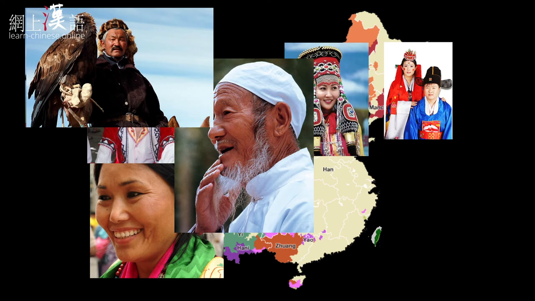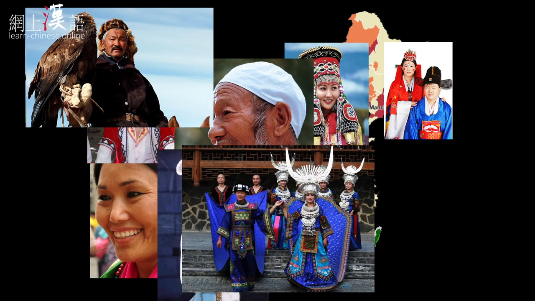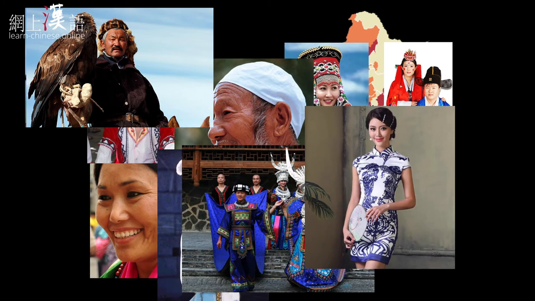Kazakhs also constitute another ethnic community. In the southwest, there are a lot of small ethnic groups. The three best known ones are the Bai, the Yi, and the Miao. And finally, the Han. They form the largest ethnic group. When we speak about Chinese people, we mostly think about the Han.